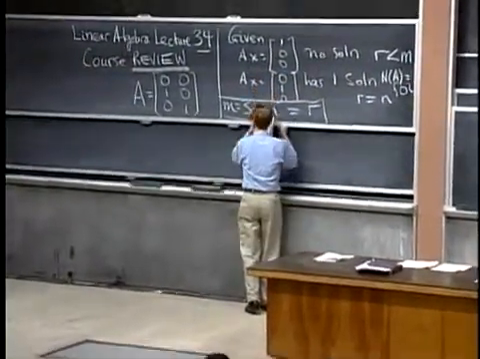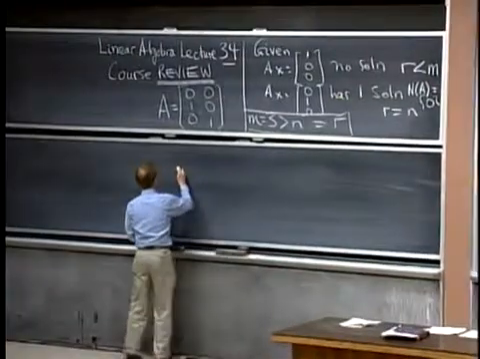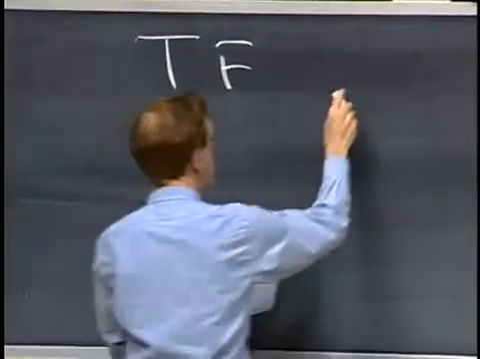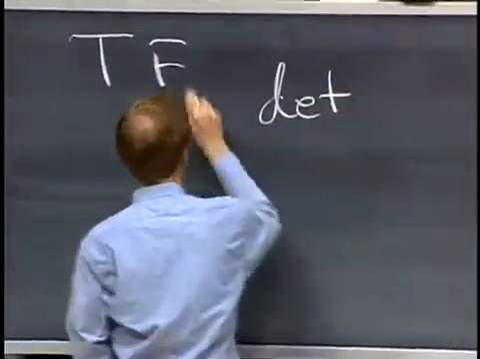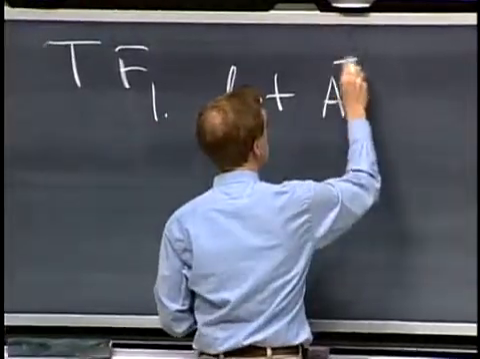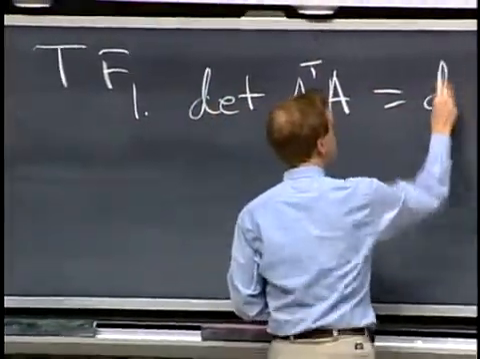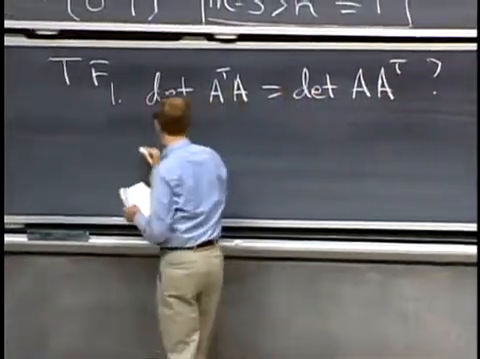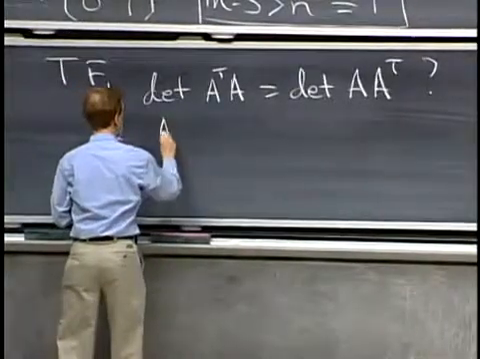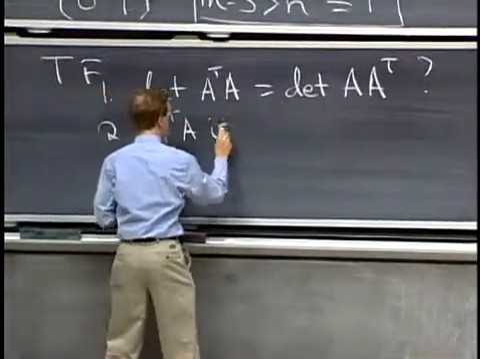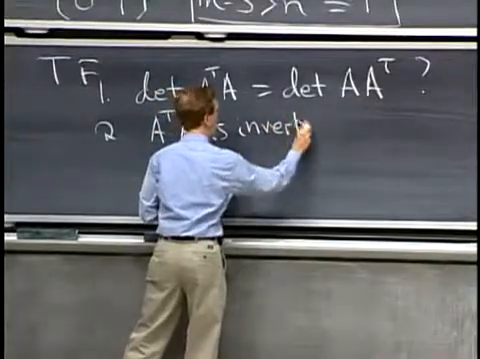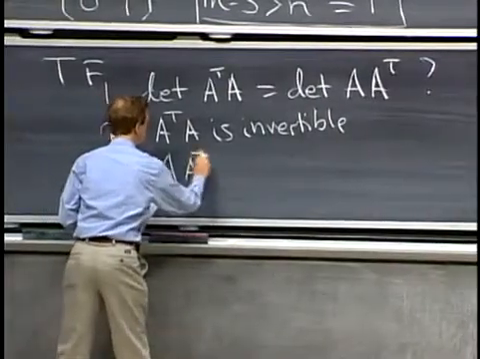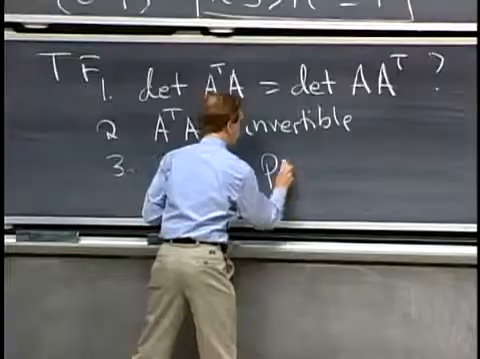Let me write down some facts, some possible facts. So this is really true or false. The determinant, this is part 1. The determinant of A transpose A is the same as the determinant of AA transpose. Is that true or not? Second one, A transpose A is invertible.